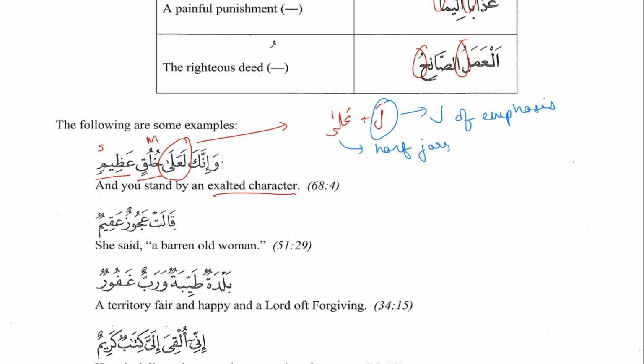The noun that immediately follows the harf jar, we have covered this in the previous lesson, will have kasra. That's why we have khuluqin. And since the following noun is a sifat mausuf combination, that will also have a kasra, khuluqin azimin, because it's essentially the same phrase. So this is the example.